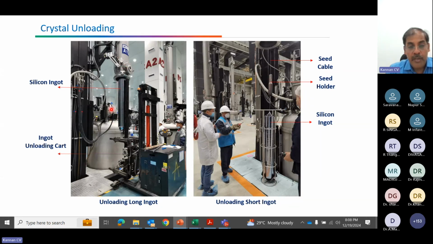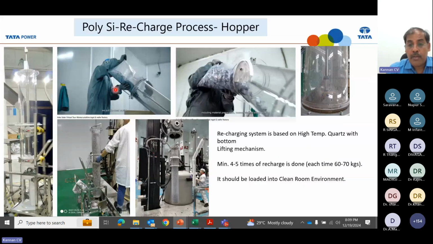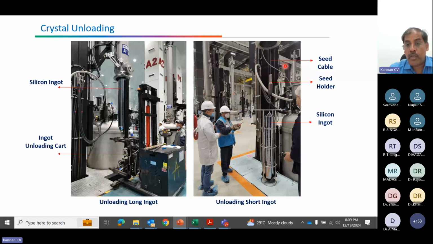In the meantime, you can also fill the raw material inside through different apparatus. Once you unload the crystal and load the new seed, you put it back again and start growing the crystal. If you see here, in the grown crystal, this is what we normally call the seed cable.